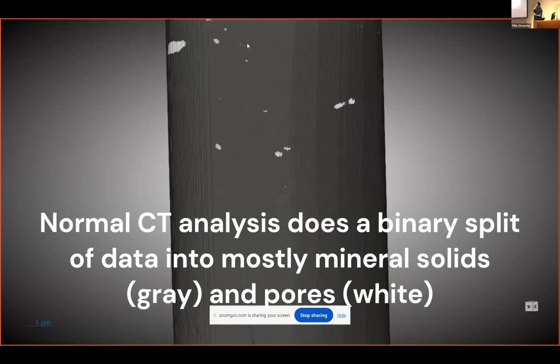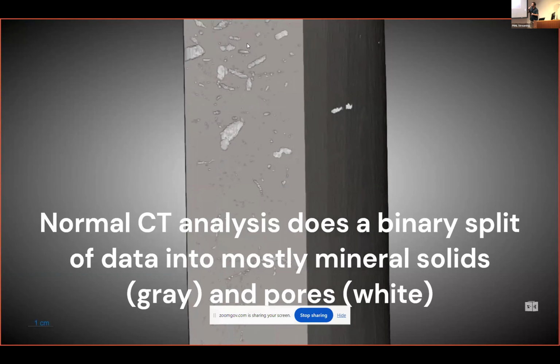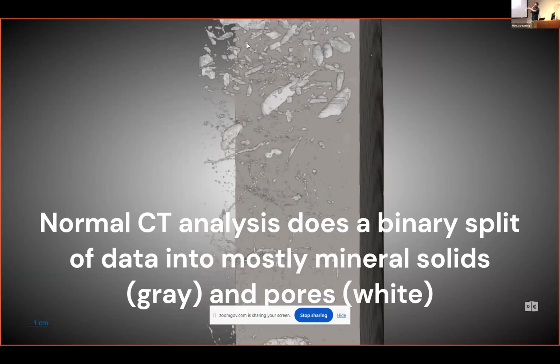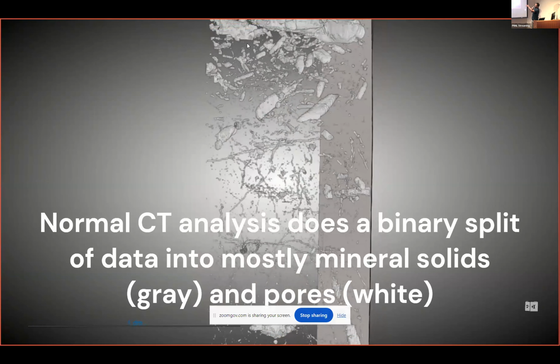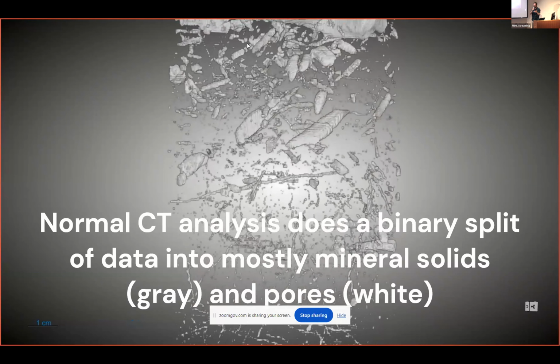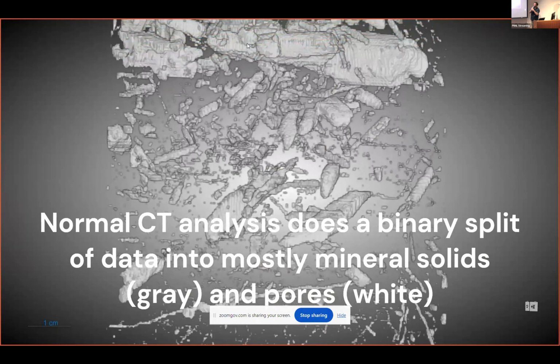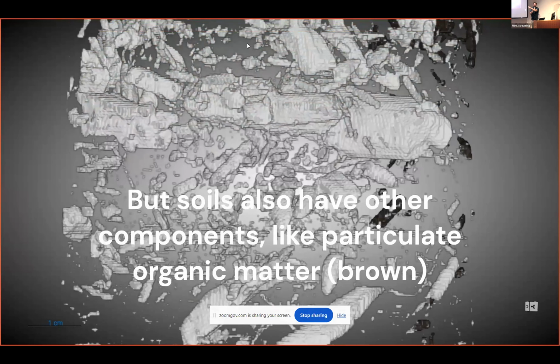Historically, XCT scans are often split into binaries, right? Solids and pores. I'm going to show you an example of that. This is a soil column. You can see lots of big pores in here, and in gray are the mineral solids. But as it turns out in this scan, those giant pores aren't pores, they're organic matter.